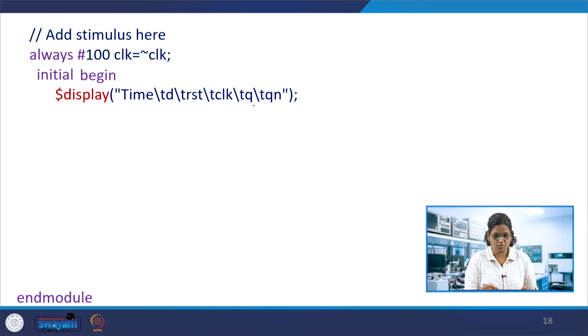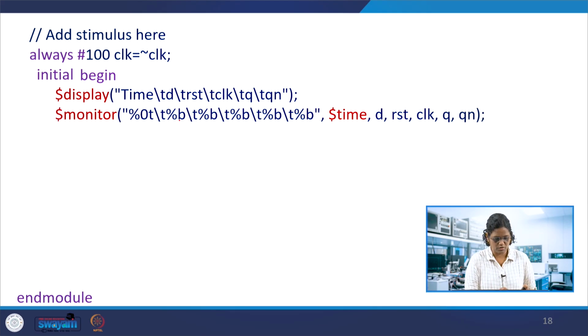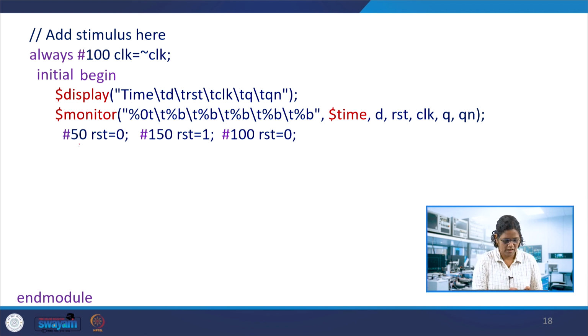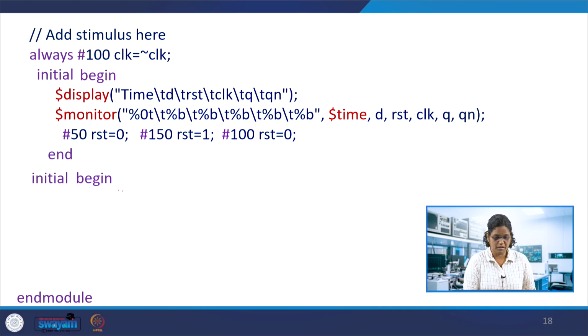Display them because we want to monitor it in the console or in the log file. This is monitor and display. Display gives the variables over there, and the monitor gives the time and the other variables D, reset, clock, Q and Qn. After hash 50 we make reset 0, and then hash 150 reset 1, and hash 100 reset 0. Okay, so this is reset 0. Clock is actually kept on being generated here, and you'll see end, initial, begin.